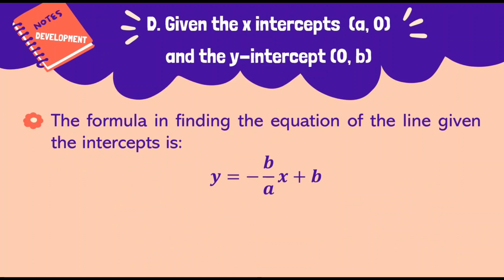And lastly, given the x-intercept (a, 0) and the y-intercept (0, b). Okay, so we have the formula in finding the equation of the line given the intercepts. So as you can see, this is our formula. We have y is equal to negative b over a x plus b. So ano ba yung kailangan natin na given dito? So syempre, our x-intercept, which is our a, and our y-intercept, which is our b.